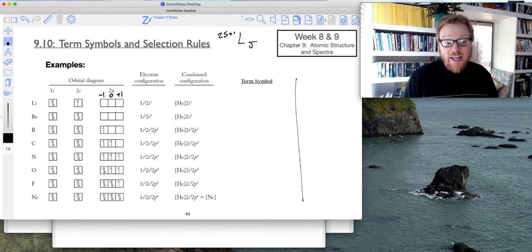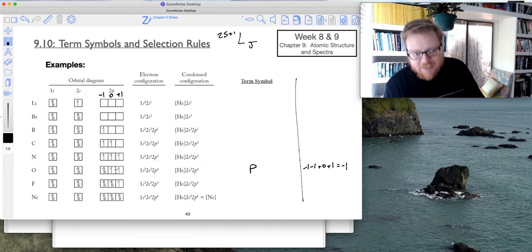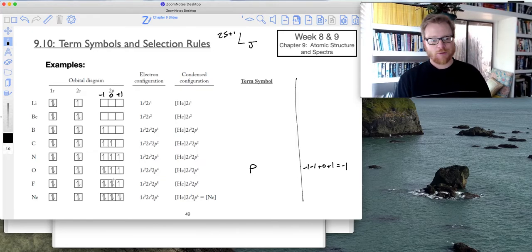So I have 2 electrons in this -1. So that's going to go -1, -1, 0, +1, and all of that equals -1. The absolute value of -1 is 1, and that gives me the P term. No other possibilities. No Clebsch-Gordan necessary because I have the electron configuration. Okay. What about the multiplicity?